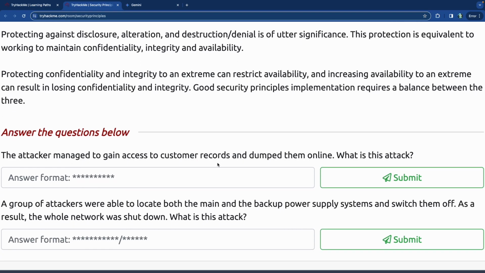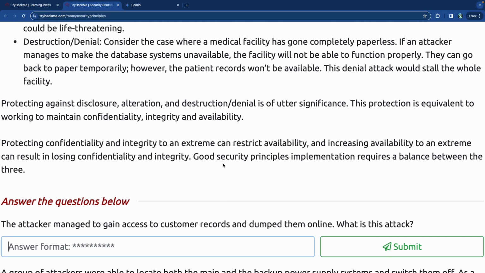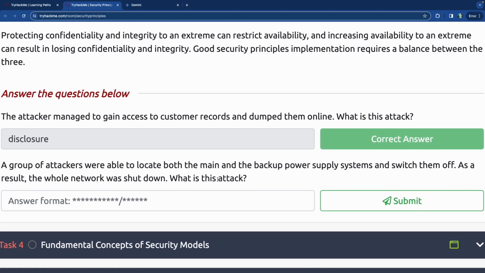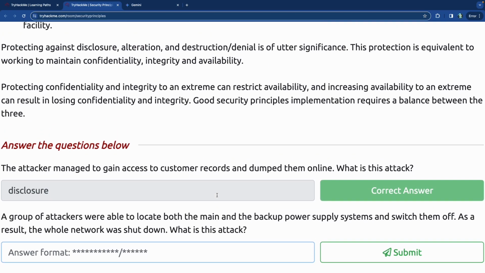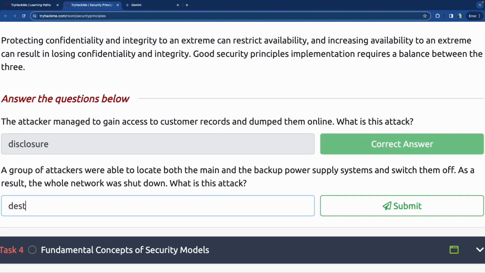The attacker managed to gain access to customer records and dump them online. What is this attack? That is called disclosure. And a group of attackers were able to locate both the main and the backup power supply systems and switch them off. As a result, the whole network was shut down. And what is that called? That is called destruction and denial.